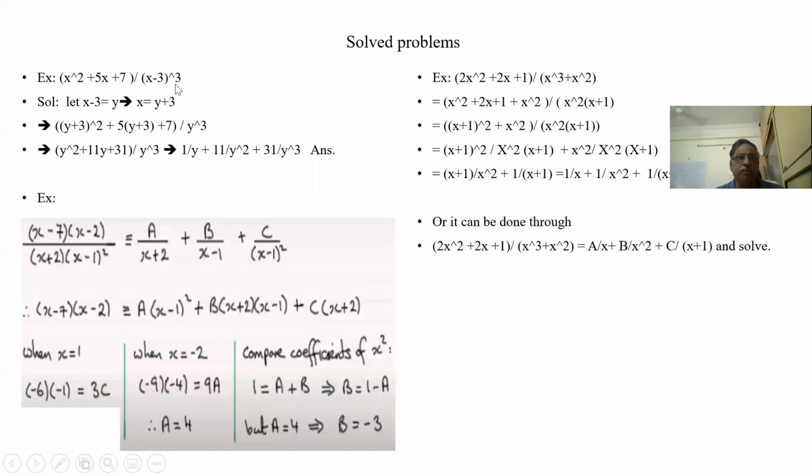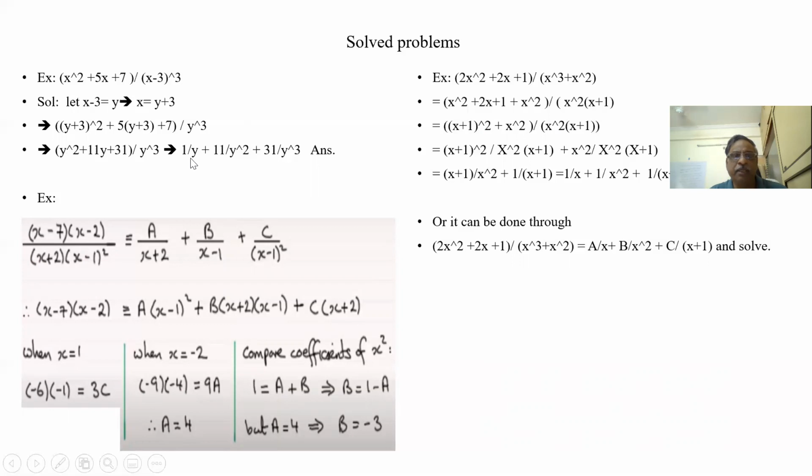Let us say this whole cube is given. Now I'm putting x minus 3 is y, so x is equal to y plus 3. So x square plus 5x plus 7 by x minus 3 whole cube. This is third degree, this is second degree, so this is a proper fraction. I substitute y plus 3 here: y plus 3 whole square plus 5 into y plus 3. So this is becoming y square plus 11y plus 31. I can distribute: y square by y cube plus 11y by y cube plus 31 by y cube.